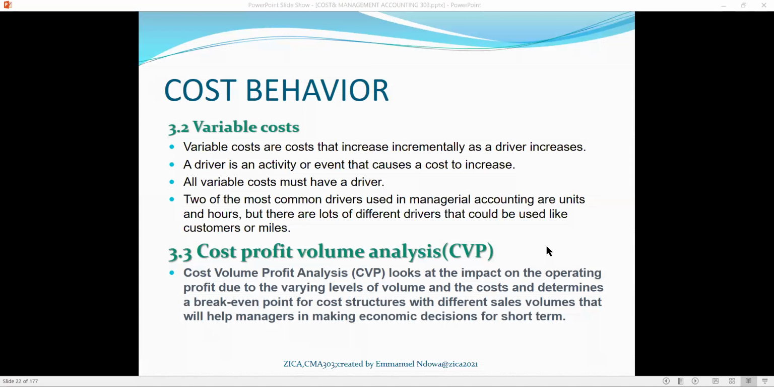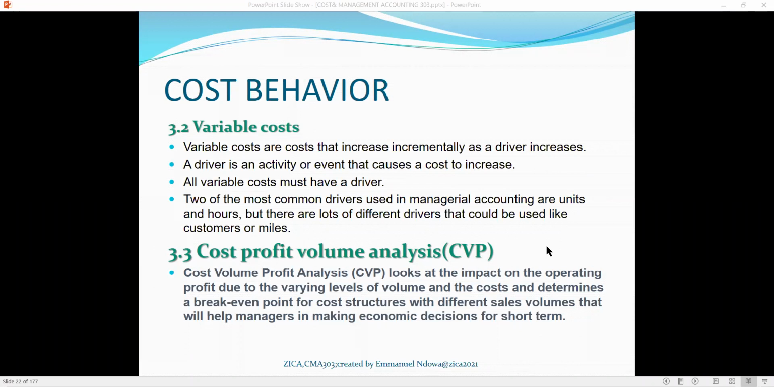So if you take the total revenue minus the fixed cost plus the variable cost, that's when you can be in a position to get the profit. But then for the management, there is that profit volume analysis.